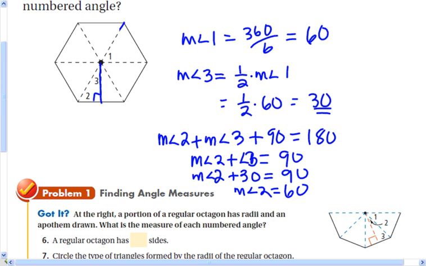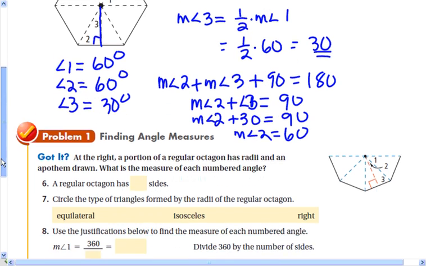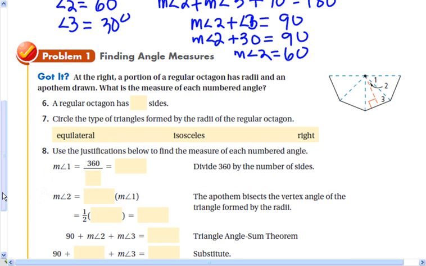So we have all 3 of those angles. Angle 1 is equal to 60 degrees. Angle 2 is equal to 60 degrees. And angle 3 is equal to 30 degrees. All right, I'm going to pause here and let you do the next problem. You can check back with your answers.